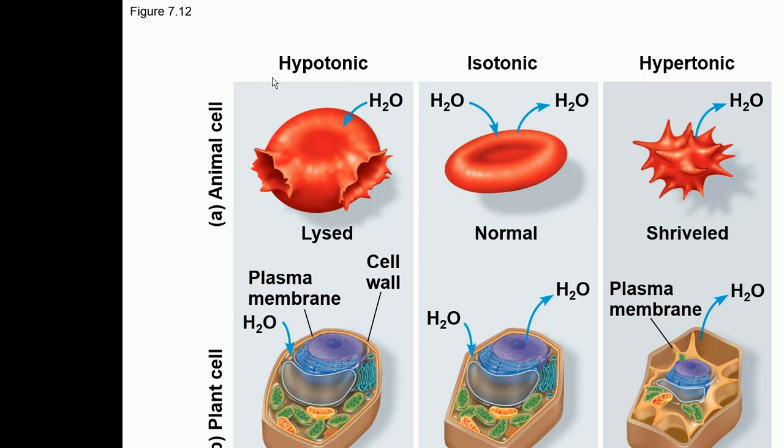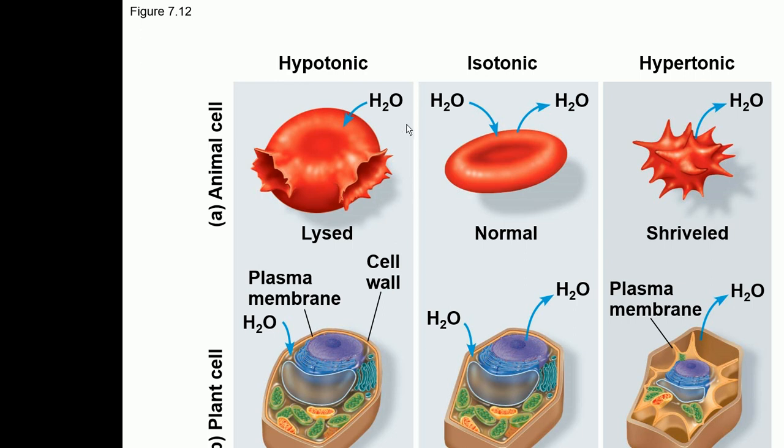Similarly, when the cell is in a hypotonic solution, which means there is more water outside, the water is going to move inside the cell. When the water moves inside, the cell is going to burst and eventually lyse. And if the cell is in an isotonic solution, there is going to be equal movement of water inside and outside, and as a result there is not going to be net movement of the water molecules.